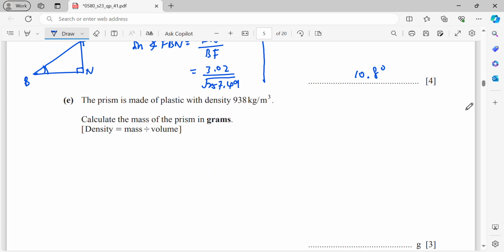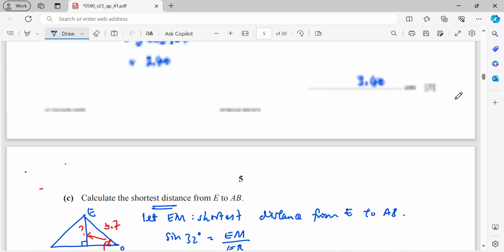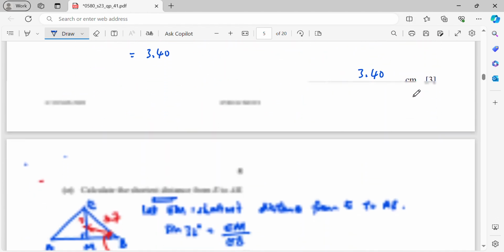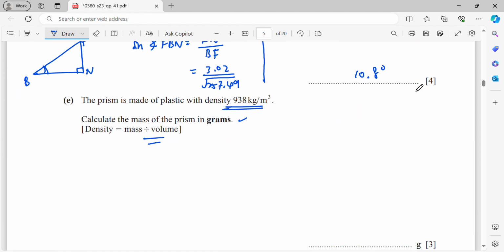Now E, the prism made of plastic with density 938 kg per meter cube. Calculate the mass of the prism in grams. Density equals to mass over volume. Okay, so just now we have volume, right? When you refer back to the question, volume is given 145. So now I need to find out what is the mass.